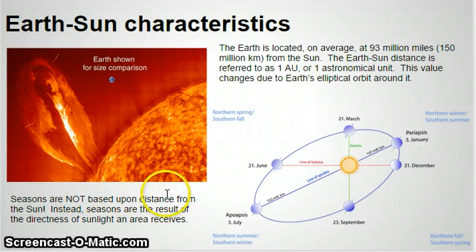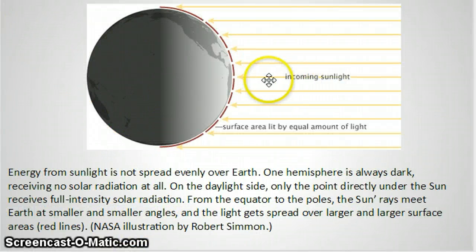But I want to make sure we have a chance to go through this. Seasons are not based upon the distance from the Sun. Instead, seasons are the result of the directness of sunlight an area receives. So here I can see this. This would be an example of an equinox, where the direct sunlight is striking the equator at 90 degrees. The further I get from the equator, the sunlight, the energy, measured in watts per unit area, is dispersed over a greater amount of area.